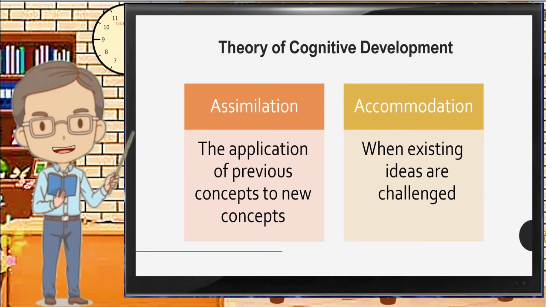Say for example, thinking or believing that chickens can also fly like birds. Okay, you're assimilating the new information to what you know so far. You must learn how to accommodate as well.